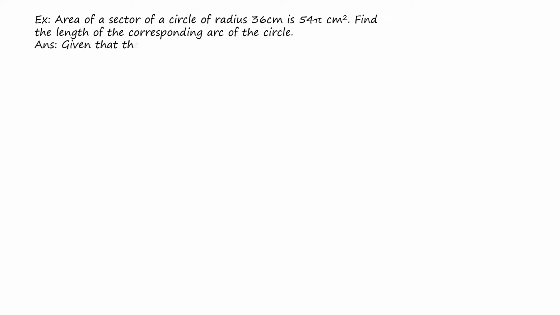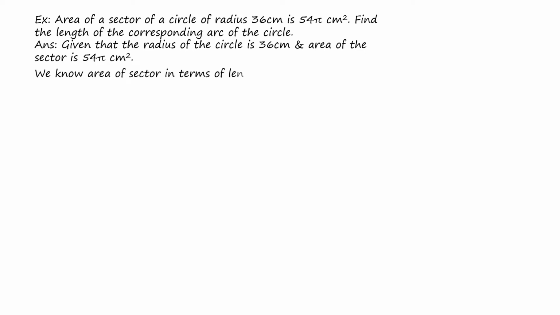Area of a sector of a circle of radius 36 cm is 54 pi centimeter square. Find the length of the corresponding arc of the circle. Given that the radius of the circle is 36 centimeter and the area of the sector is 54 pi centimeter square.